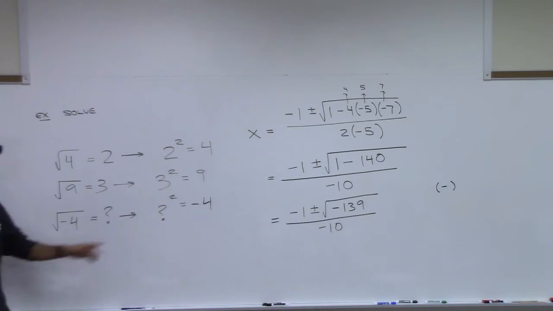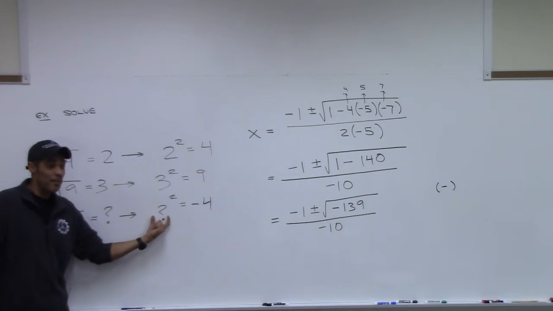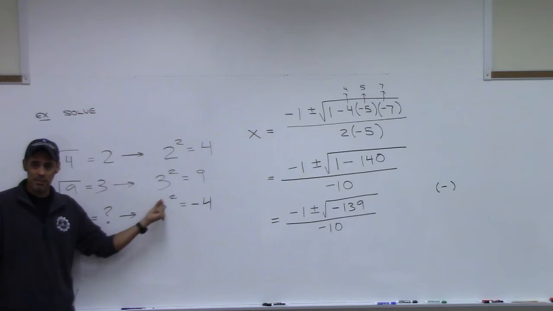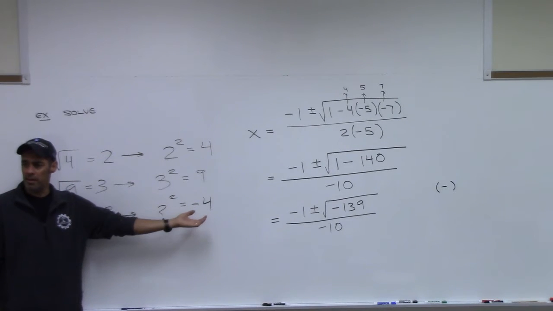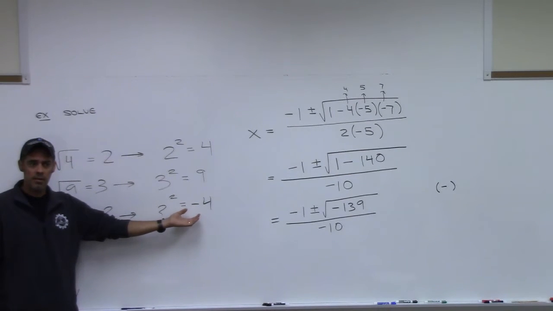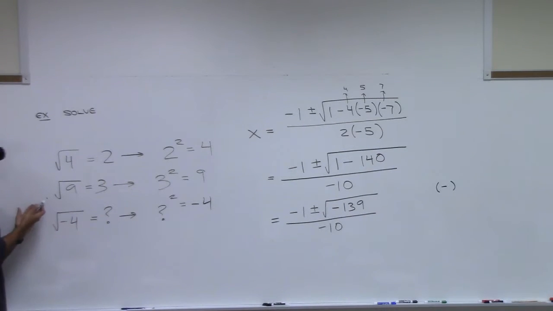What's wrong with this idea? No matter what this number is, right? When you take a number and square it, it always turns out to be positive, right? This is not possible. It is not possible to square a number and get -4. So when we have negatives under square roots, there's no solution to this. This doesn't make any sense.